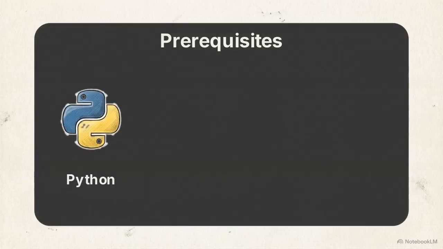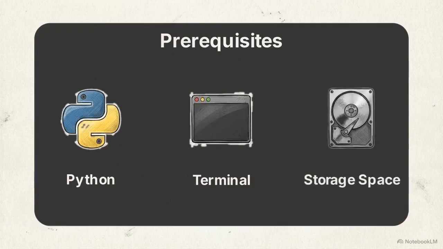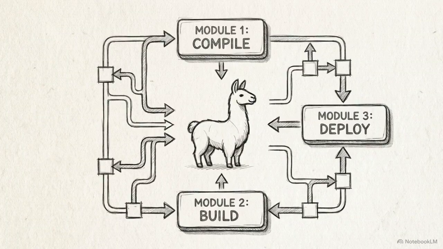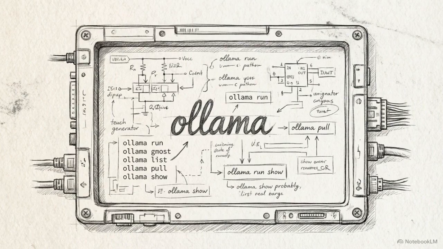To follow along, you need Python, a command terminal, and available hard drive space to store the model files. Moving the execution from a cloud provider to your own environment gives you full control over your data and usage limits. Start by downloading the Ollama installer for your operating system. Once installed, open your terminal and type Ollama to verify the service is active.